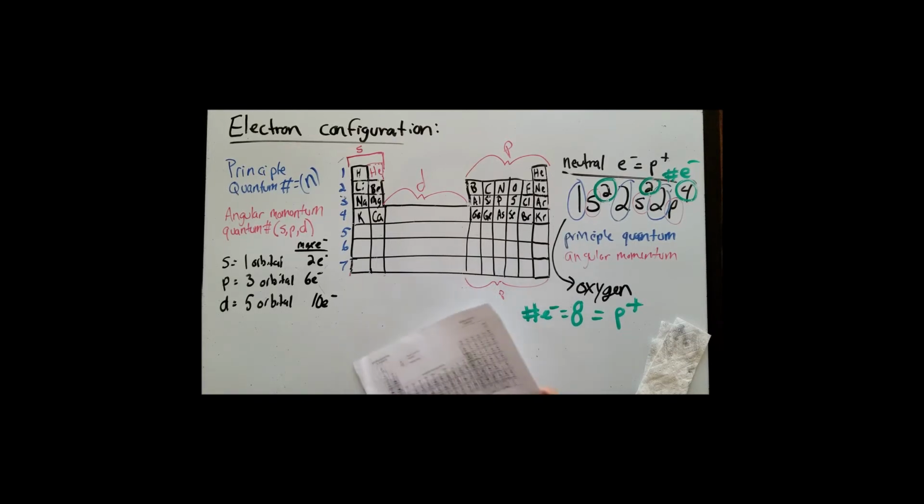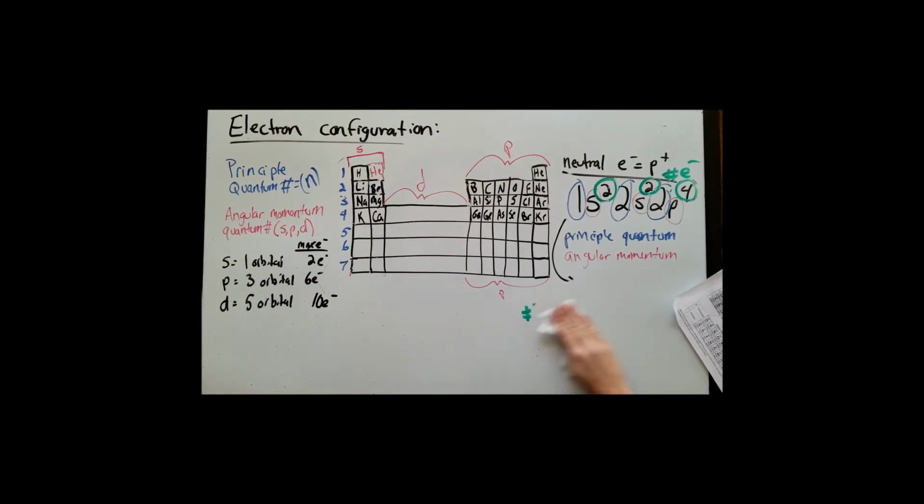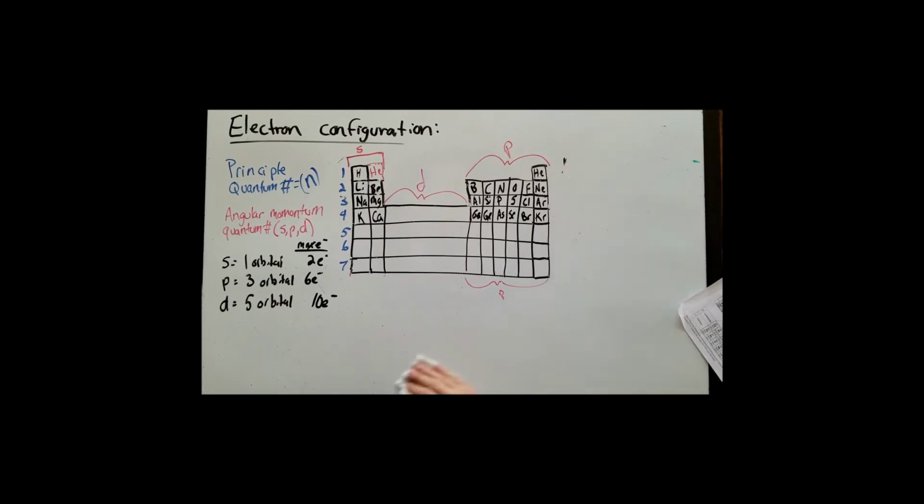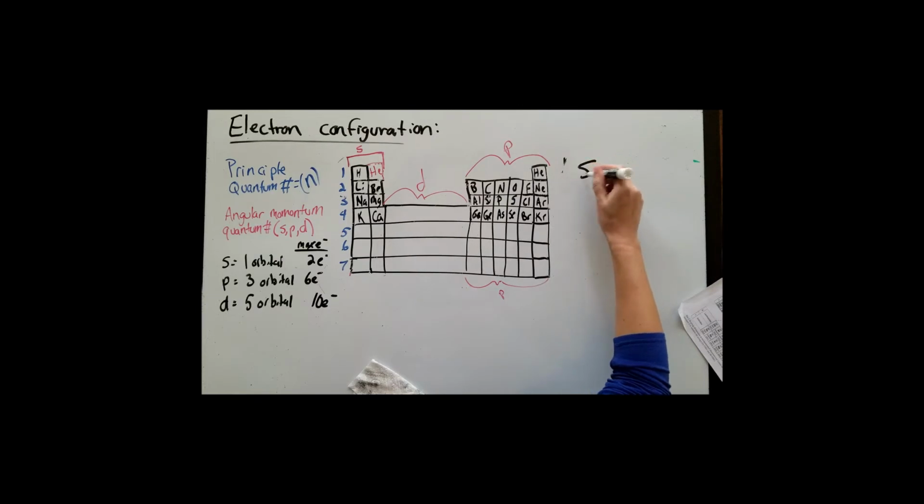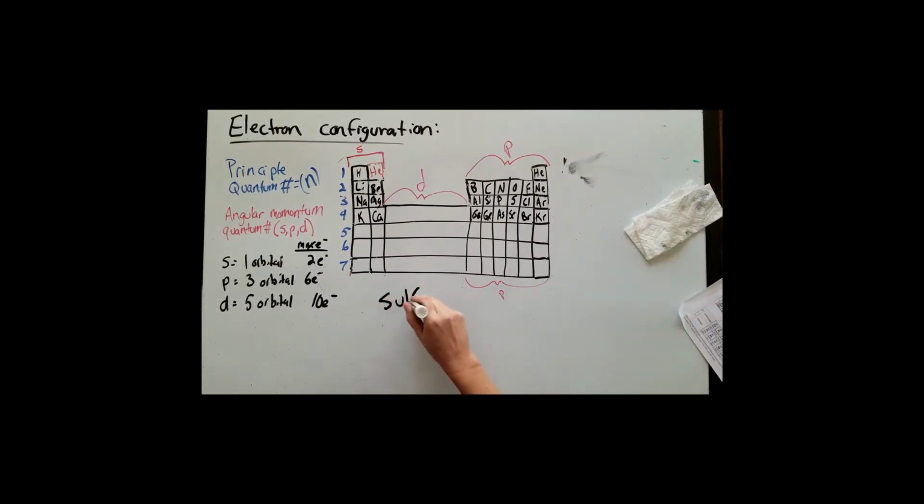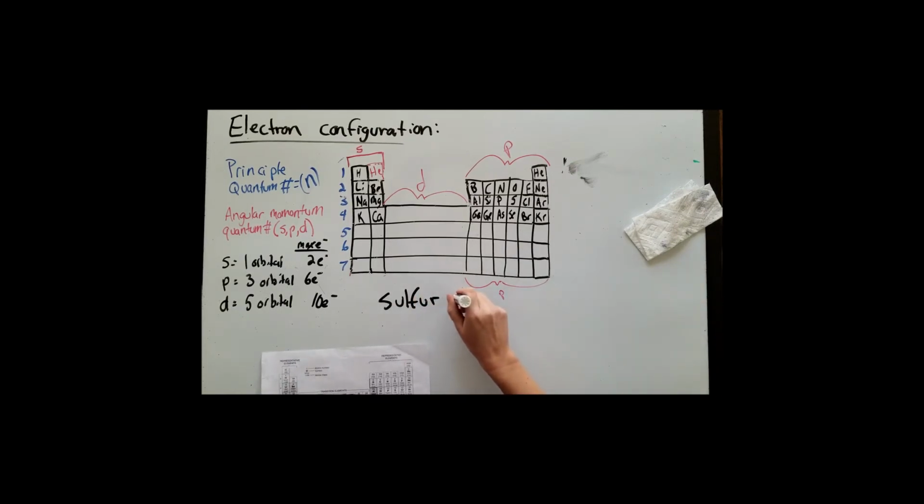Now, let's try to write our own electron configuration given a neutral element. So, erase this guy. Let's do sulfur. So let's write the electron configuration for sulfur. I'm going to write it down here so I have more room. So we're going to do sulfur. So when I find sulfur on my periodic table, it's number 16. So it has 16 protons.